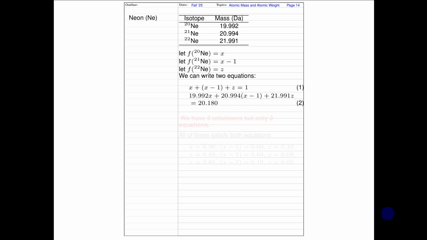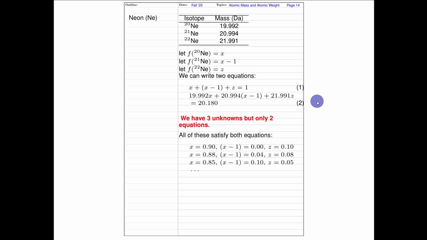Because the fractional abundances must sum to 1, we have the first equation. We also know the atomic weight equation. So what we have here is 2 equations and 3 unknowns, and therefore there are infinitely many solutions. To get a unique solution, you must be given one of the 3 abundances. Watch out for these types of questions in multiple choice tests.